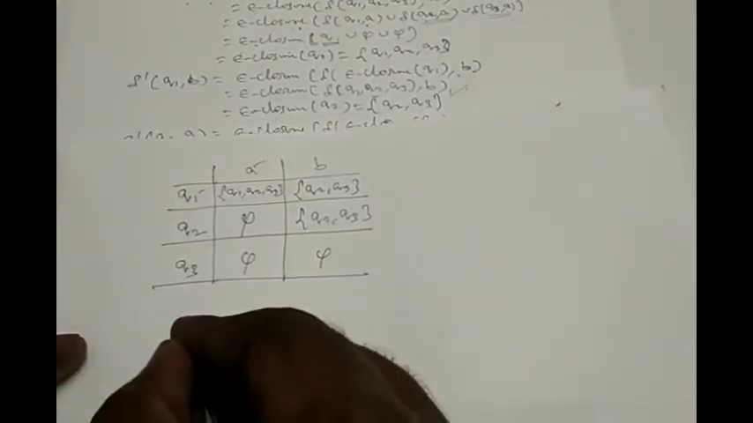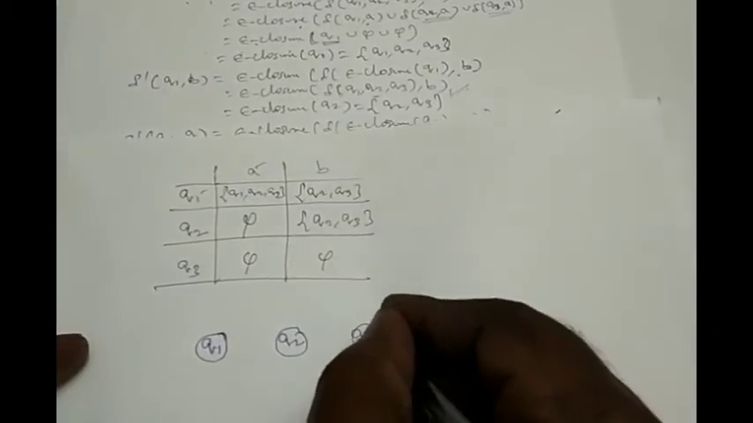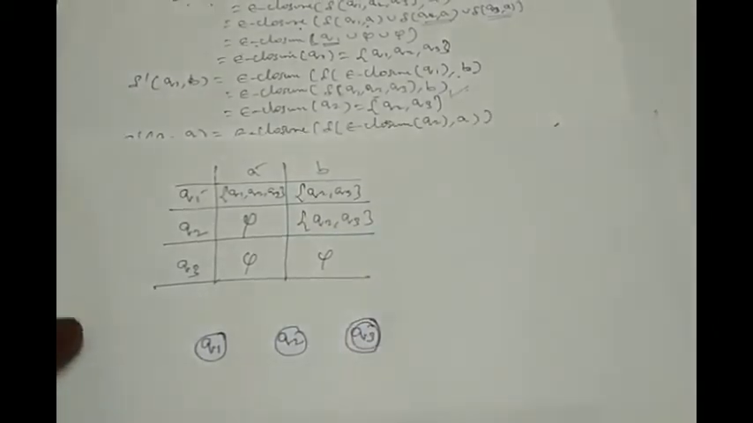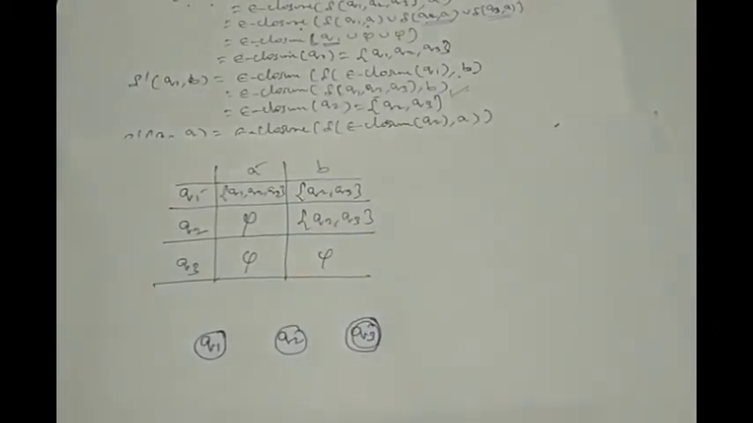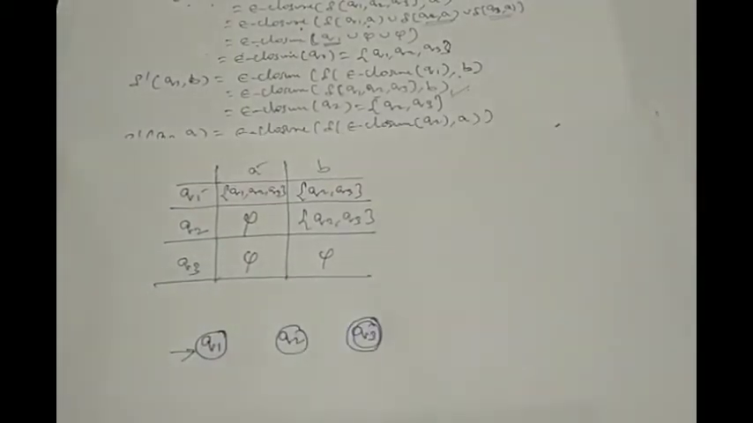Okay. Now I have to draw this as a diagram, and see, as per the theorem, which is called a final state here. So originally we have three states here. So we'll draw the diagram. So Q1, Q2, and Q3. Okay, obviously Q3 is going to be the final state. Now, we will make Q1 the initial state.